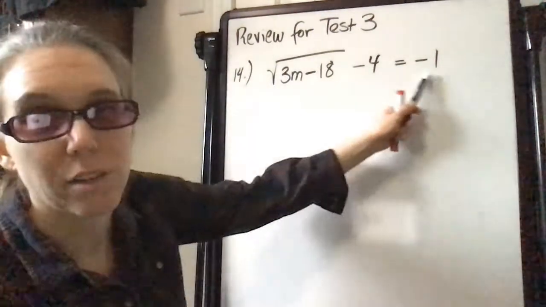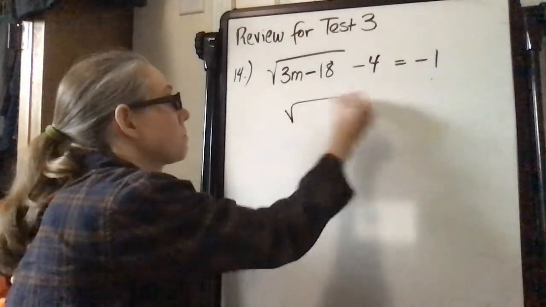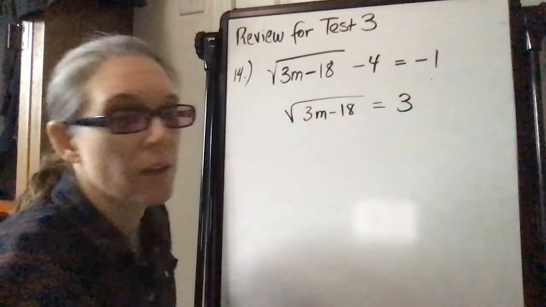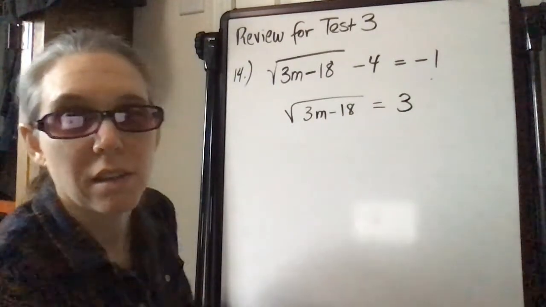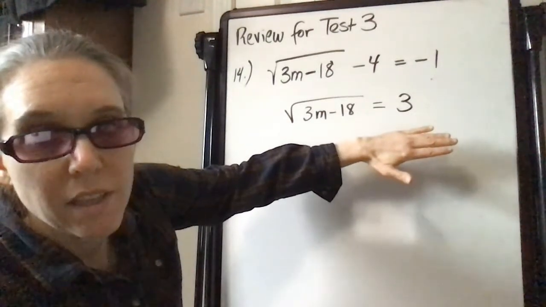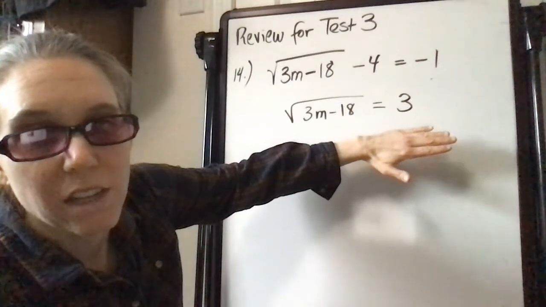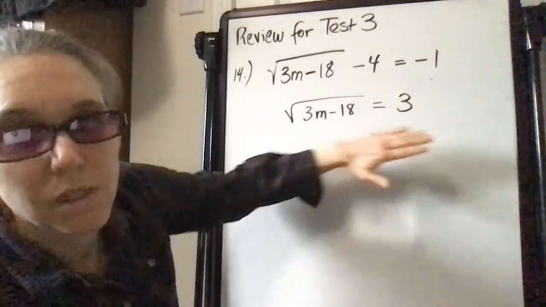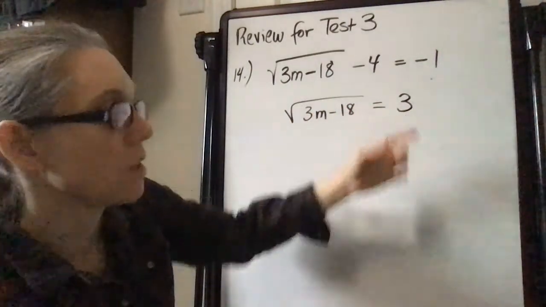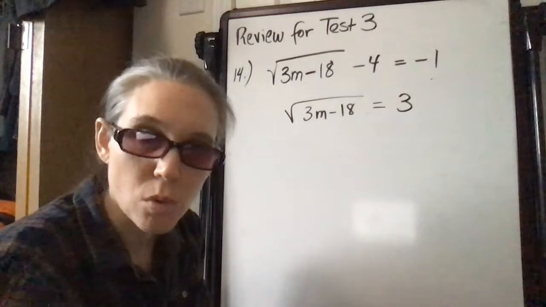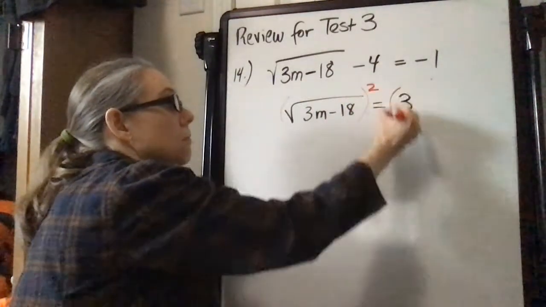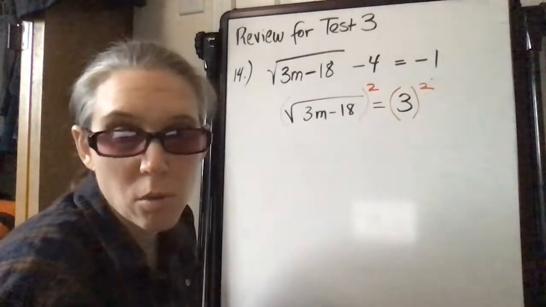So start by adding 4 to both sides. Okay, so after you add 4 to both sides, now you have a square root equal to a non-negative number. And so once you check that this is non-negative, you can proceed. If this is equal to a negative number, then there's no solution. But now you have a square root set equal to a non-negative number. You're going to show the work of squaring both sides. Make sure you show that work.